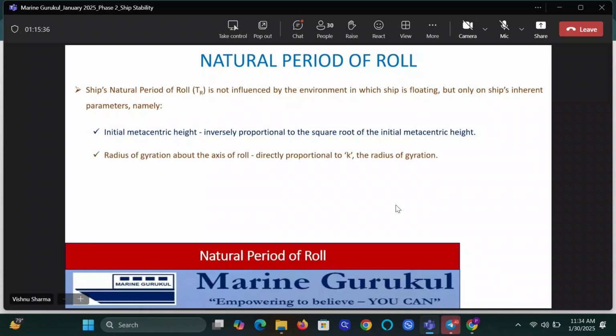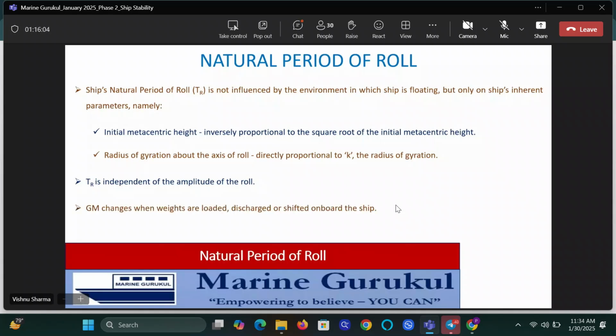The radius of gyration about the axis of roll is directly proportional to K. Now, TR is not dependent, and the beauty of it is that TR, if you see the formula, is not dependent on the amplitude of the roll, whether the ship is rolling 5 degrees or 10 degrees. It is independent of the amplitude of roll. And GM, we all know, can be changed how?